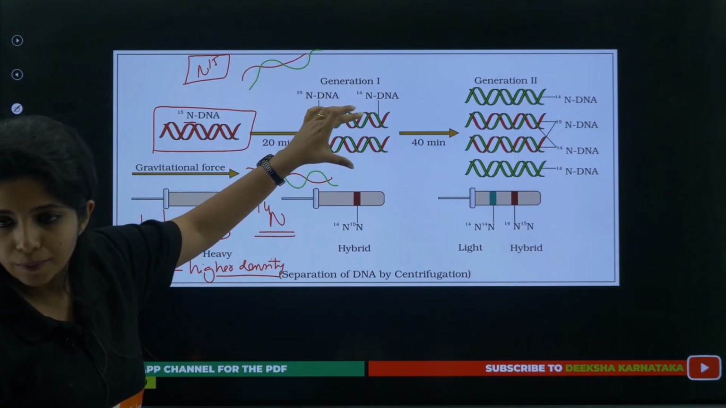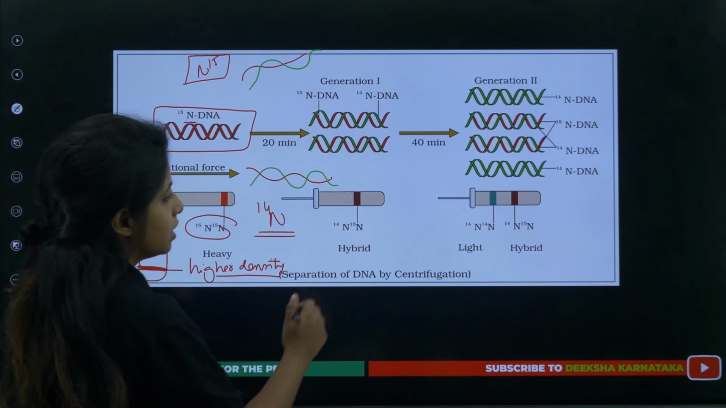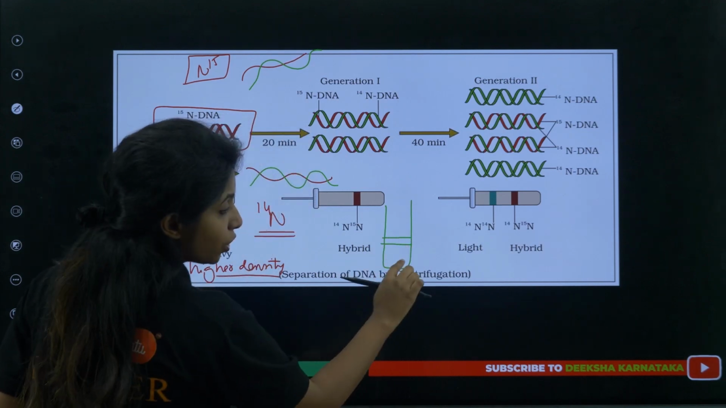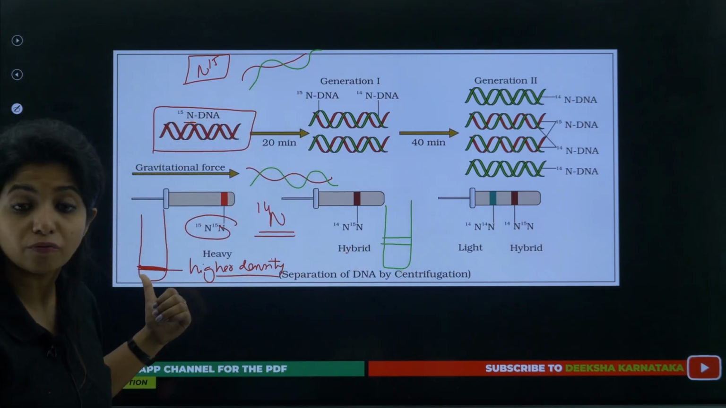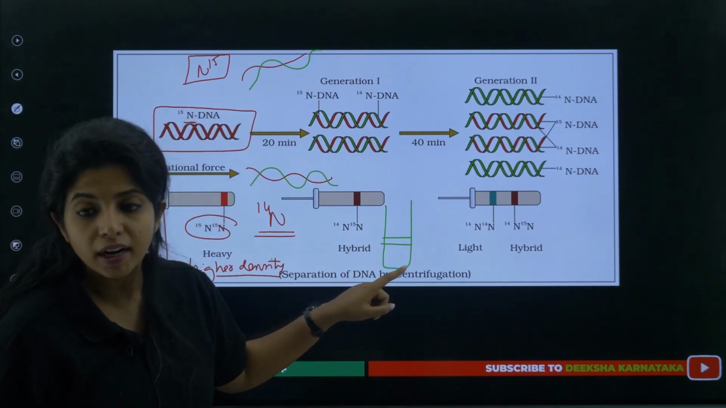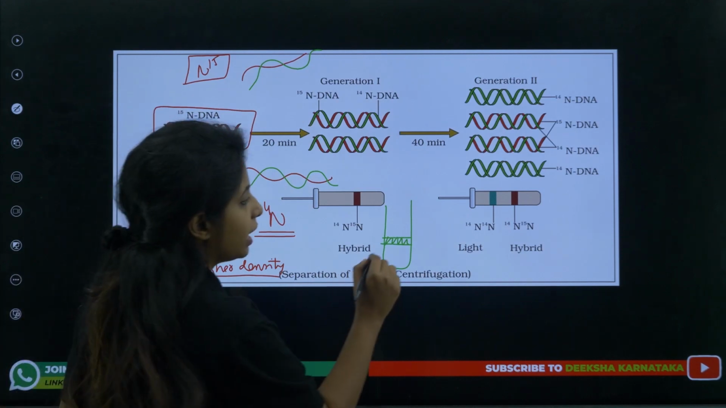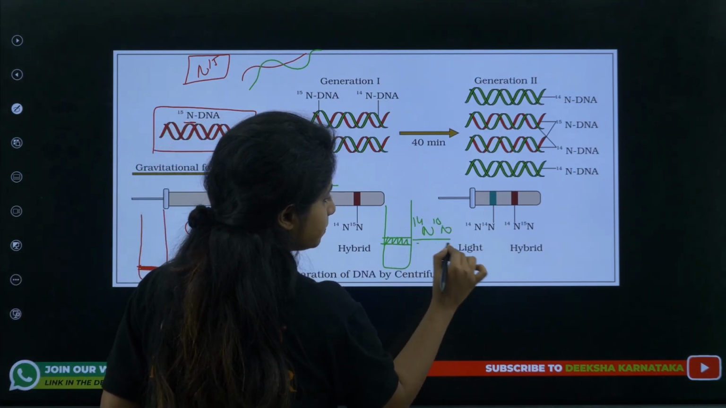This is shown over here. Now when I tried to centrifuge it in a cesium chloride medium, what I found was, in the test tube, it was settling somewhere here. It was not going down, because both the strands do not have N15. One had N14 and one had N15, which is why it was somewhere in the middle region. Okay, so I'll write N14 and N15.